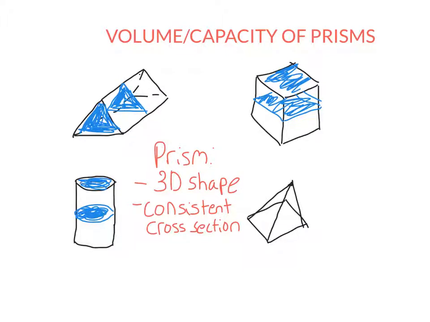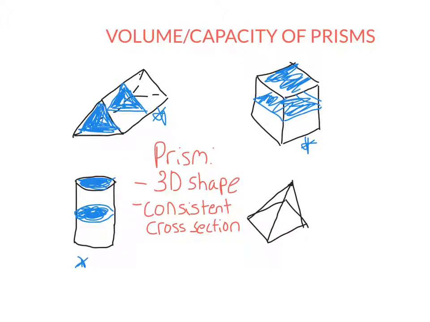So these first three shapes are all prisms. We have a cylinder here, a rectangular prism or cube, and a triangular prism. They're the main types of shapes we'll be looking at. They're all prisms, so in this video I'm going to show you how to find their volume and capacity.